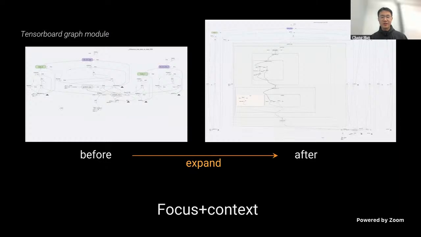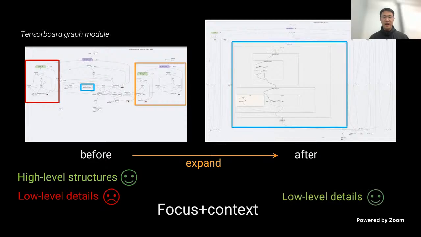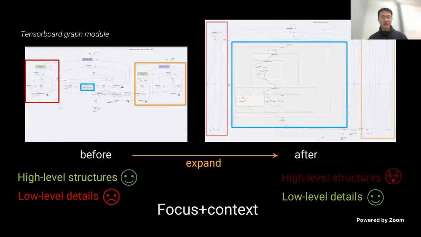Just like the focus plus context view, the focus plus context layout also has its limitations. Before expansion, the top-level structure is clearly displayed with a high-quality layout, but the low-level details remain hidden behind the node. After expanding the nodes, the low-level details now become visible, but the high-level structures become distorted and difficult to discern.